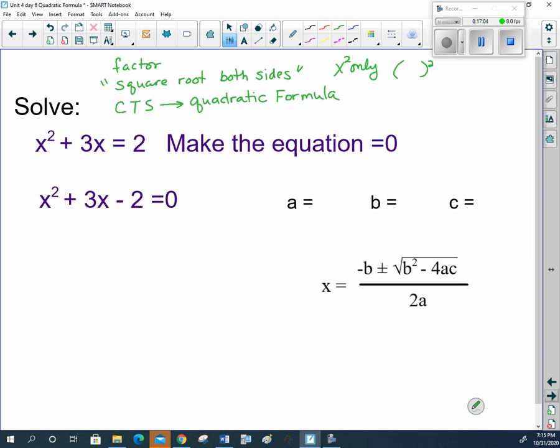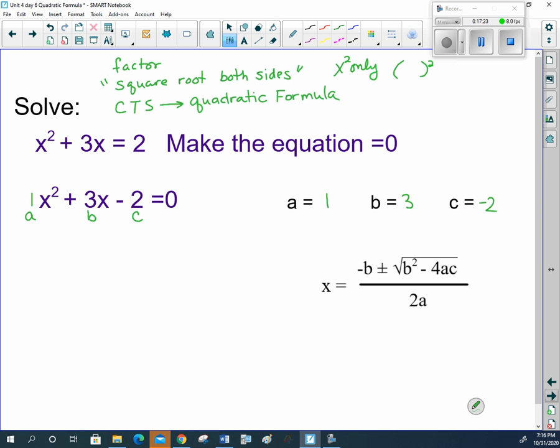I've got an x squared and an x. So that leaves me with the quadratic formula. Now you just have to identify the a, b, and the c. So a is right here out in front. Here's my a. This is the b, and this is the c. So a is 1, b is 3, and c is -2.